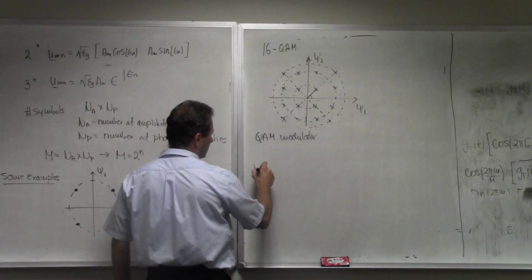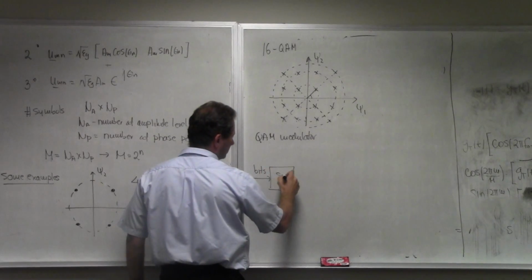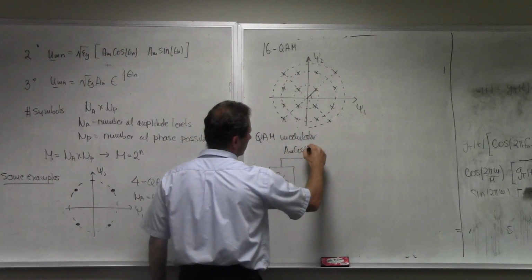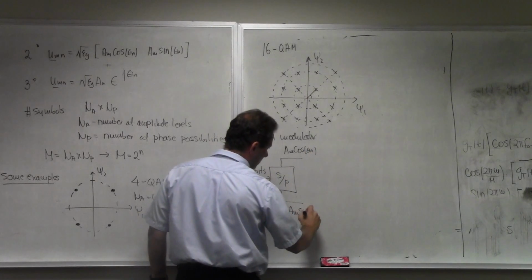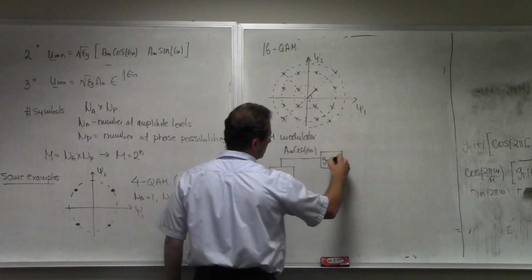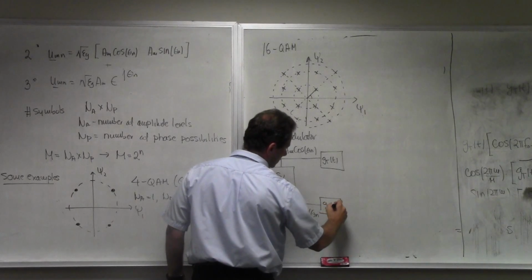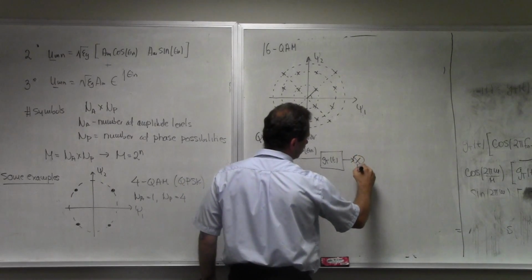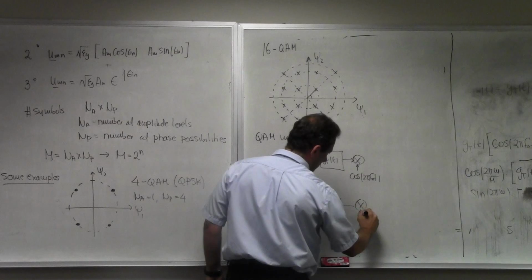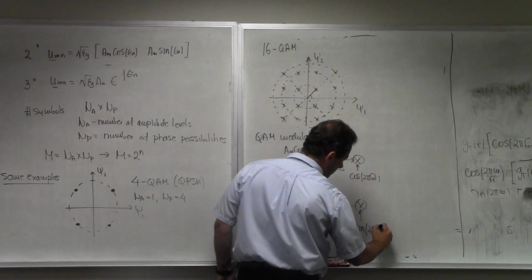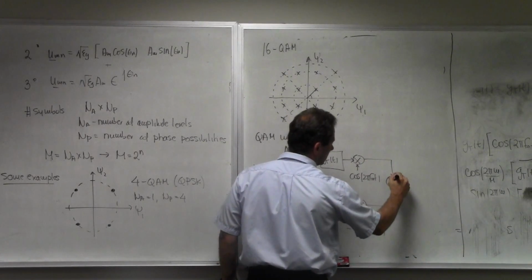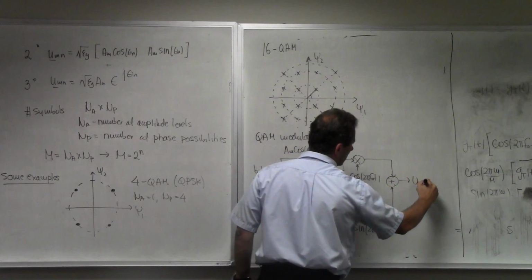You start the same way. You have your bits, then you have your serial to parallel converter, and from here you calculate your A_m cosine of theta_n, and here is A_m sine of theta_n. And from that you have your pulse g_T(t), then cosine 2 pi f0 t, and sine of 2 pi f0 t, that's going to be minus, and then you add these two, multiply, to generate your u_m(t).